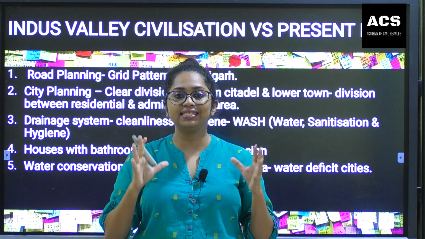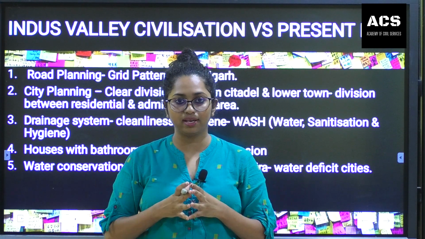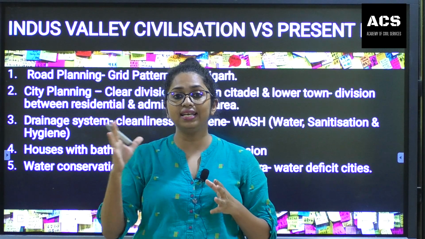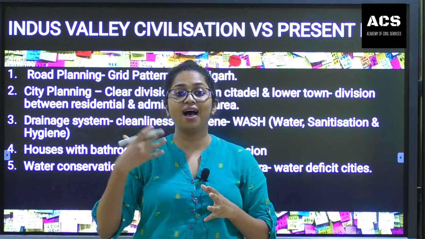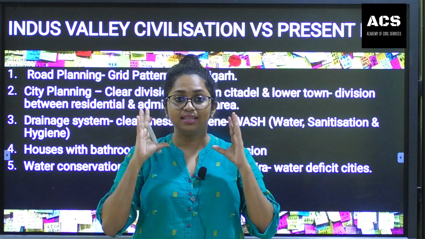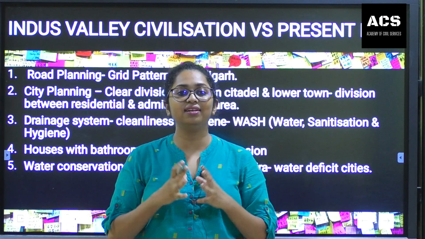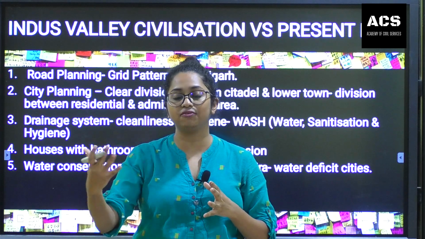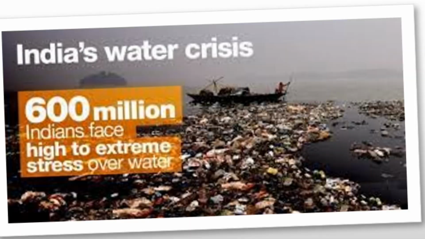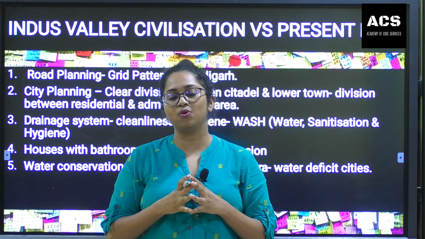Dholavira is characterized by water reservoirs. Located in the Rann of Kutch region, an arid region in India, the people of Dholavira had the intelligence to realize that they needed water reservoirs to fight the water deficit. But nowadays, around 600 million people of India are facing severe water stress.